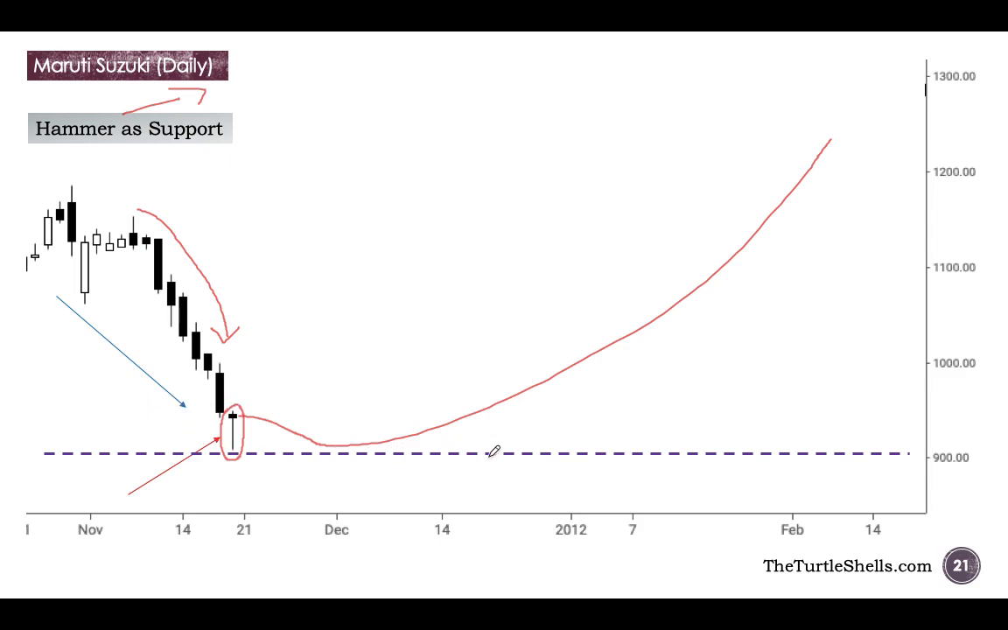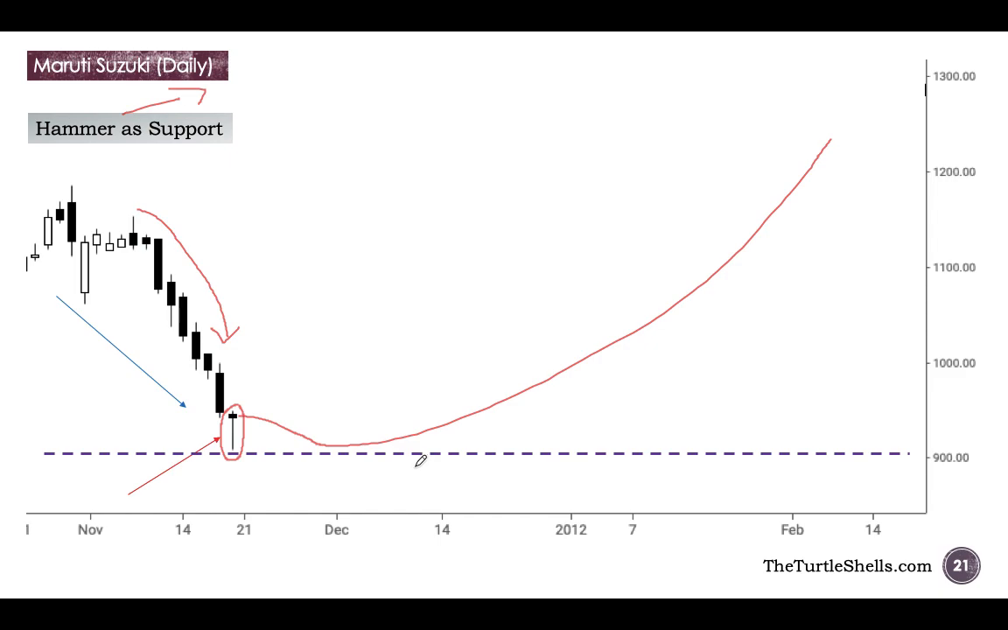I have drawn a purple dotted line here to mark the support of the hammer. I keep the stop loss just under the low of the hammer, because what if the price just tests the low and goes back up again? It might hit our stop loss and go up again. So instead of doing that, I just draw the line 1 or 2 ticks, or 1 or 2 units, under the low of the hammer. Okay, so that is where I will keep my stop loss.